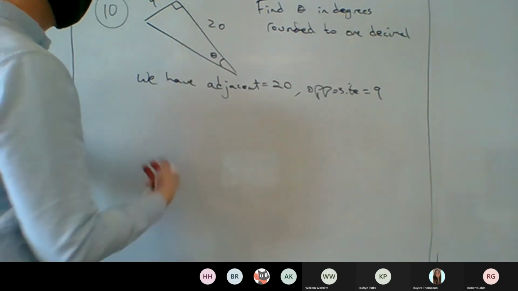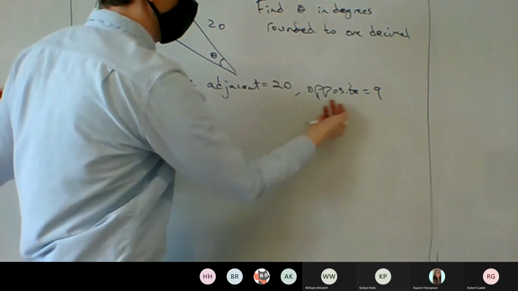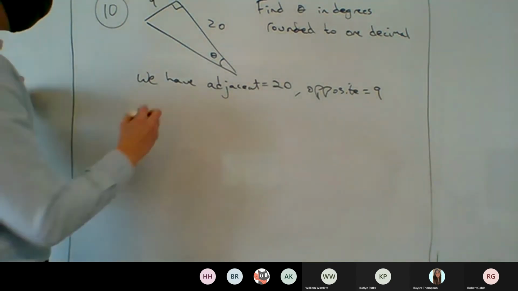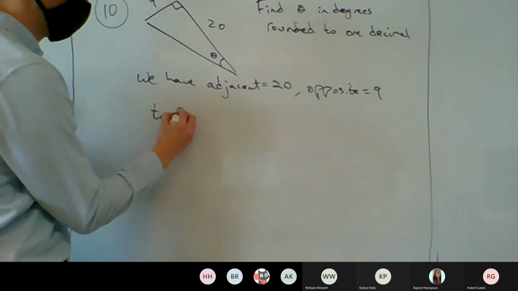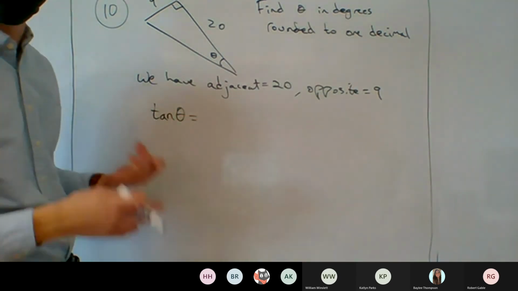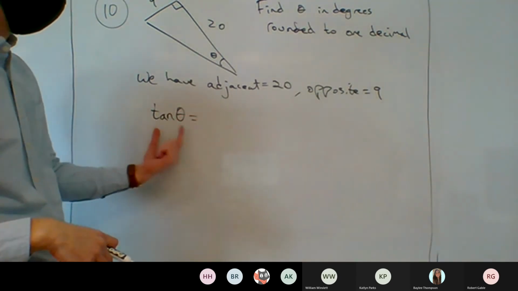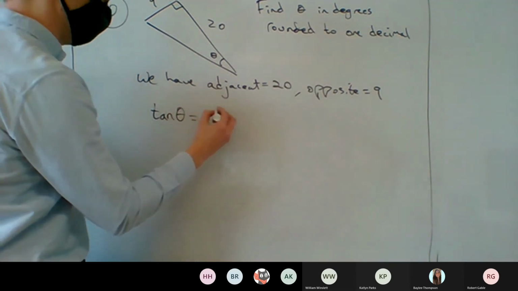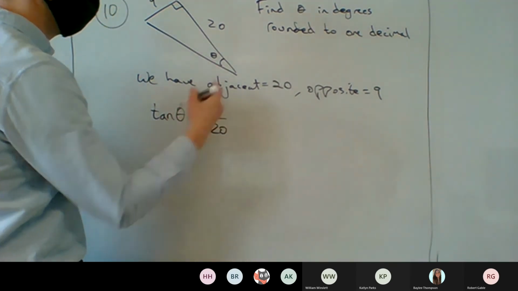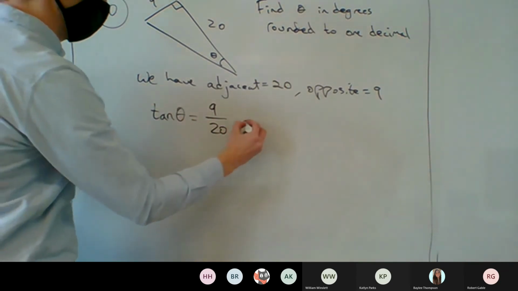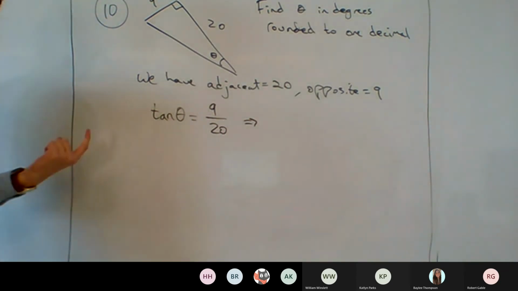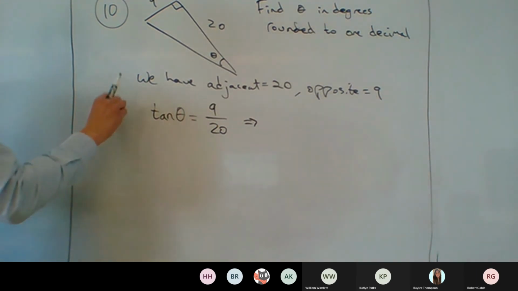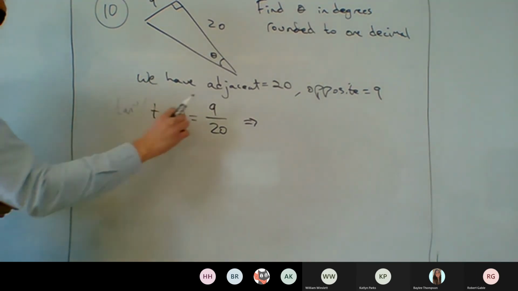What trig function involves adjacent and opposite? Well, tangent, right? Also cotangent, but we're all more comfortable with tangent. Tangent of theta is going to be 9 over 20, opposite over adjacent. Okay, now I'm going to use my inverse trig function on both sides. So what am I doing here? I'm taking the inverse of tangent on both sides.